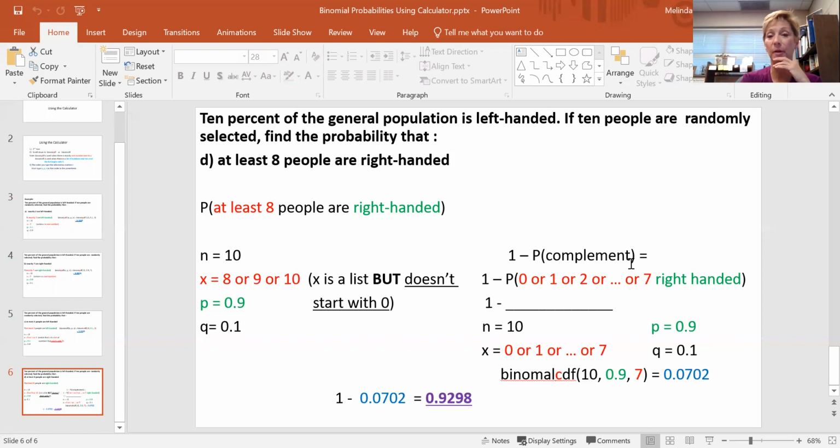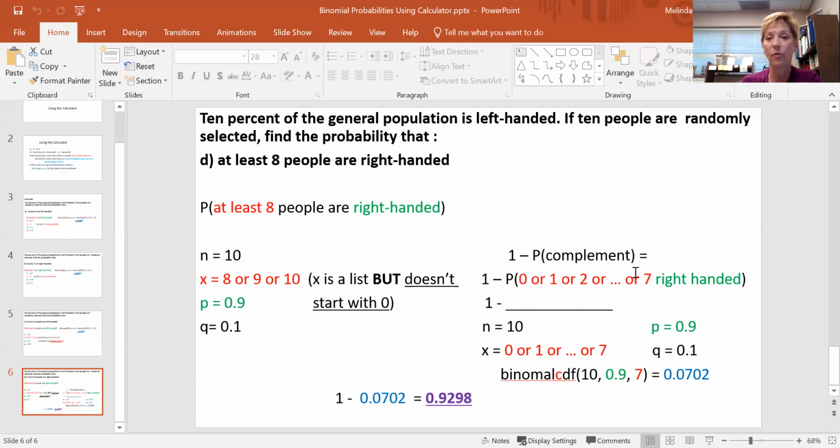So remember what the complement means. The complement means everything that's missing over here next to X. Now, remember, if you pick 10 people, how many might be right-handed? Well, 0 or 1 or 2 or 3, all the way to 10. So which numbers that are possible are missing? Do you see 0 or 1 or 2 or 3 or 4 or 5 or 6 or 7? All those numbers are possible, but they're missing. That makes them my complement.